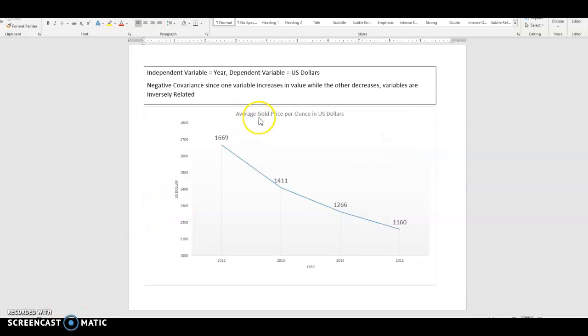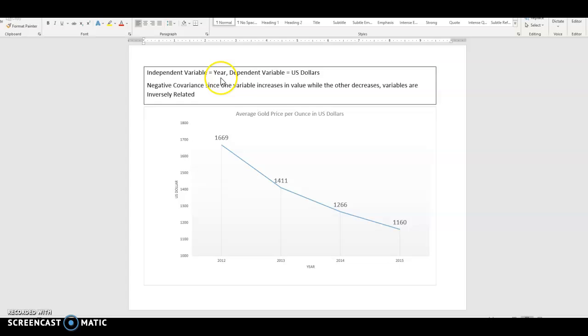Your other example is the average gold price per ounce in US dollars. So as you can see, as the years increase, this is what's on this axis, the US dollars amount decreases. This is what's happened in the last few years for gold. So as gold was at the year 2012, it was $1,669. And then the next year it went down. Next year it went down. Next year it went down.